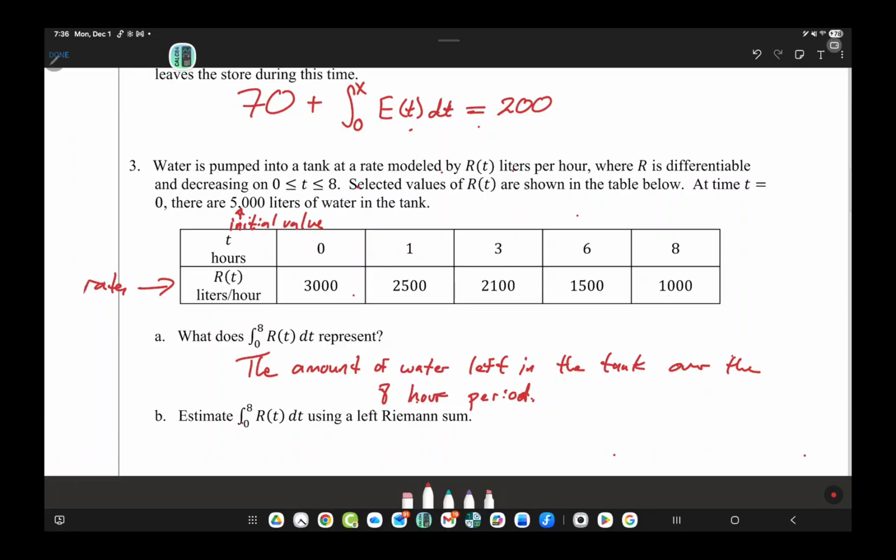Now, this function is not saying that the amount is decreasing. What it's saying is that the rate is decreasing. So the amount that's being pumped into the tank is decreasing, but there's still water being pumped in. The amount of water in the tank is actually increasing. It's just that the amount being pumped in at each hour, or at each point in time, is less and less and less.